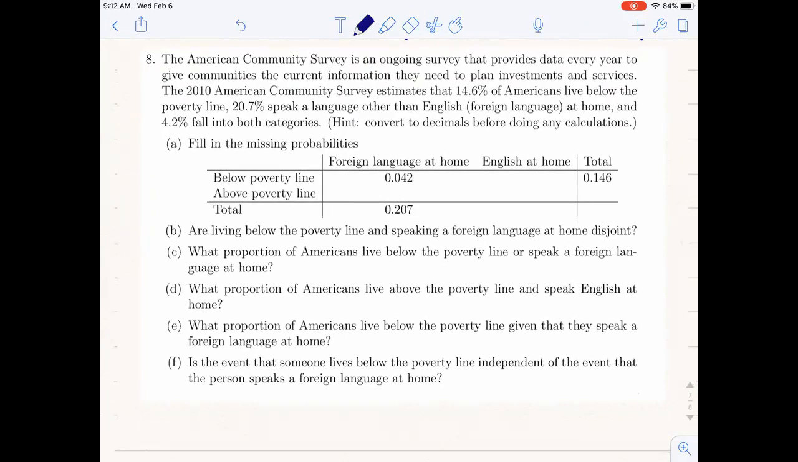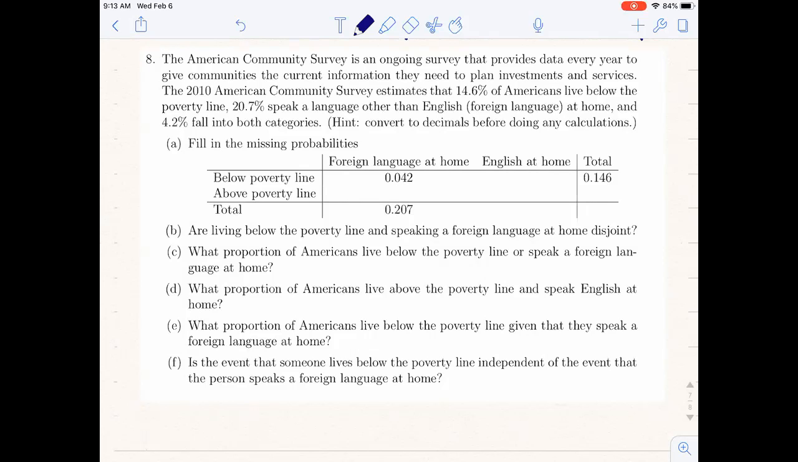So this is one of those contingency tables, right, or probability tables. The American Community Survey is an ongoing survey that provides data every year to give communities the current information they need to plan investments and services. So the 2010 American Community Survey estimates that 14.6% of Americans live below the poverty line, and they had defined the poverty line, but I cut it. 20.7% speak a language other than English, so a foreign language at home, and 4.2% fall into both categories.